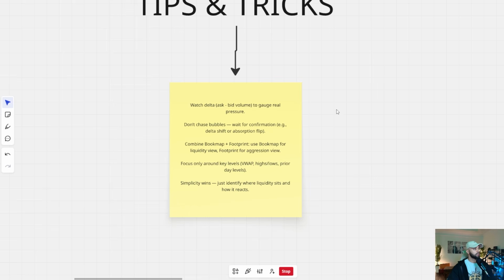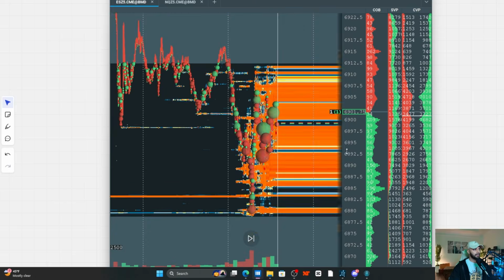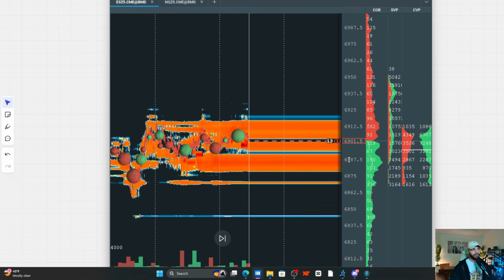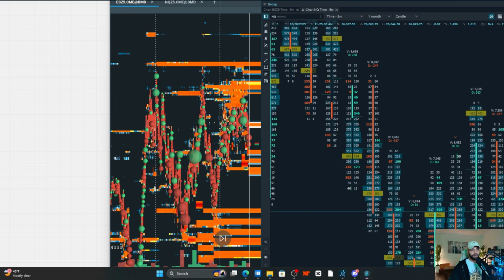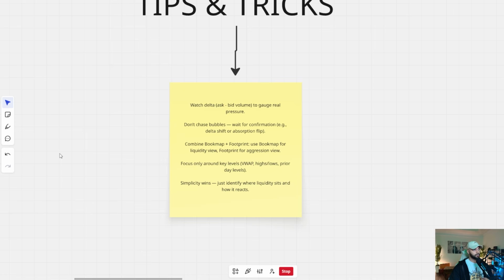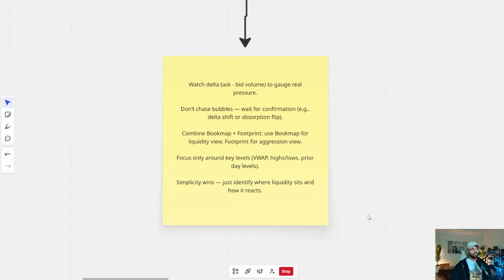Combine Bookmap and footprint charts. So use Bookmap to view the liquidity and footprint charts for a better view of aggression at a higher time period. And what I mean by that is, honestly, Bookmap, it's kind of cluttered, kind of crazy. It's not the best for that. It's really good for executing, but if you're performing analysis, it's not the best. Much, much cleaner picture when you're looking at the aggressors on the footprint charts. It's much prettier.